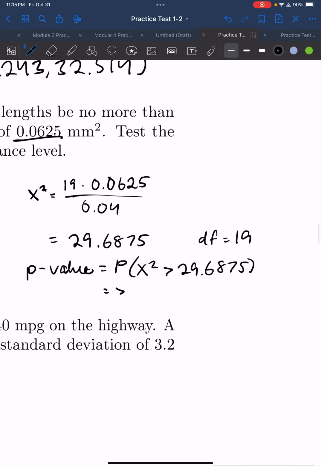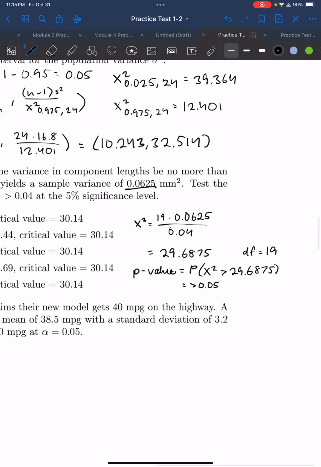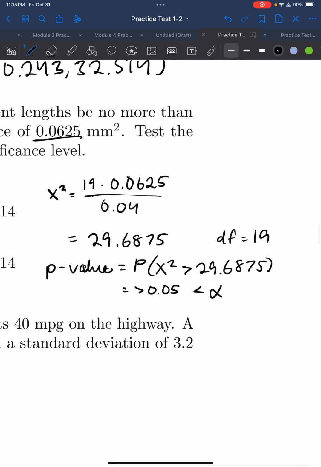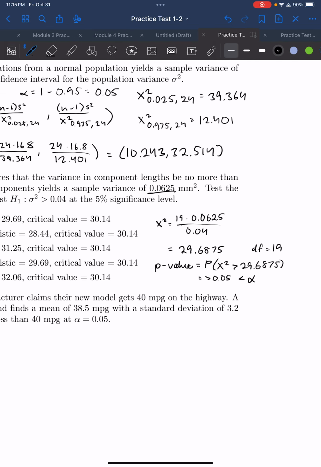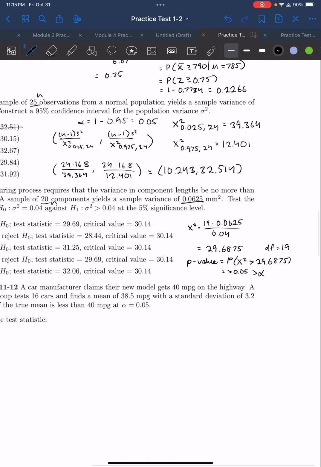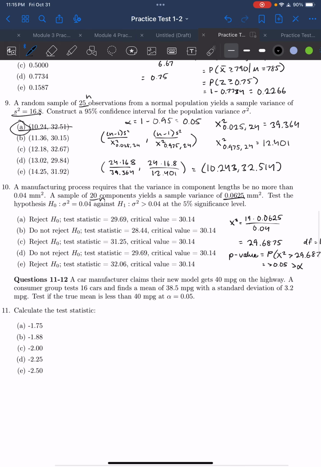And since we're testing at the 5% significance level, this is greater than our alpha value, so we fail to reject our null hypothesis. So we have our do not reject, and our test statistic is 29.69. So it's this answer over here. We could also calculate our critical value, which would be 30.14, but we don't need to. So this is our answer, which is D.